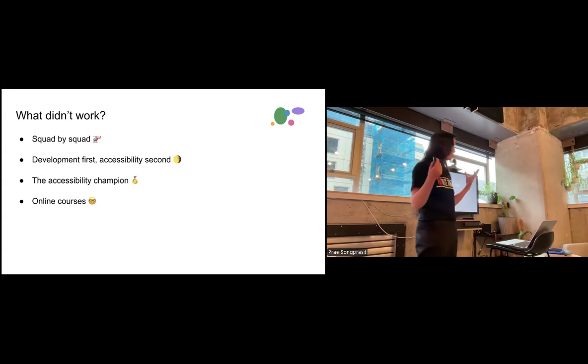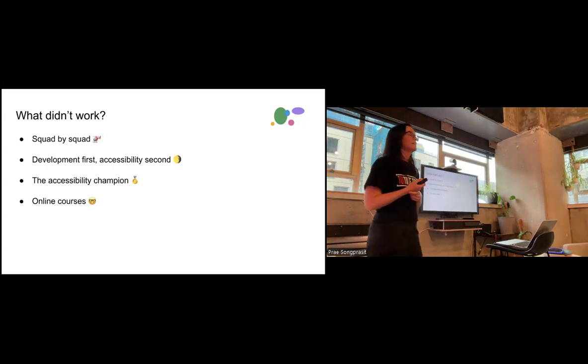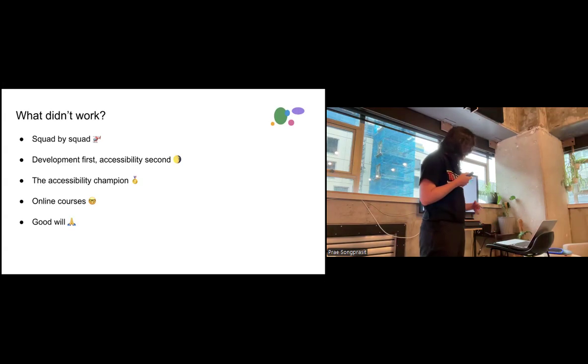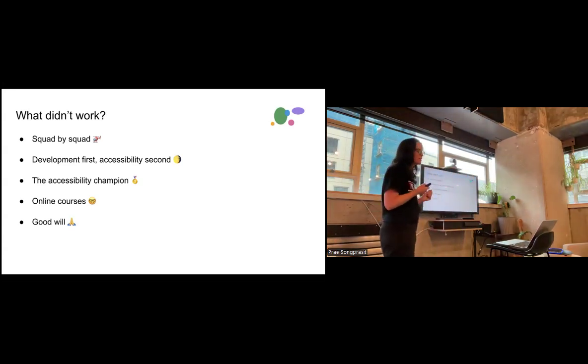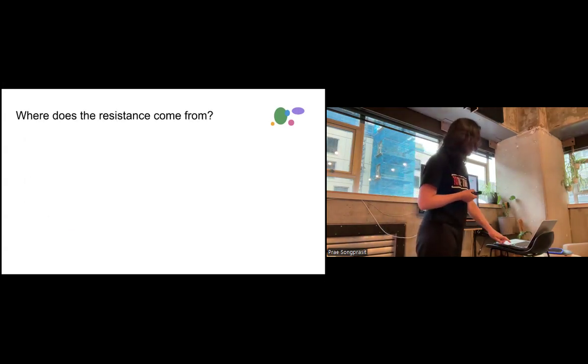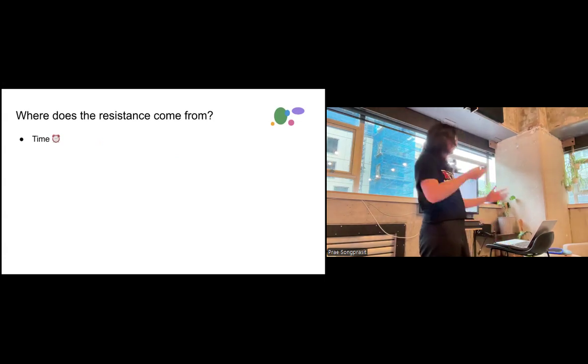Online courses are really good, and we all got licenses to do some course. But the reality is that software developers have a lot of stuff they have to learn, and it can be quite difficult to prioritize accessibility. And goodwill, like saying we're going to do it, saying we care about it, unfortunately doesn't necessarily translate into building accessible products.